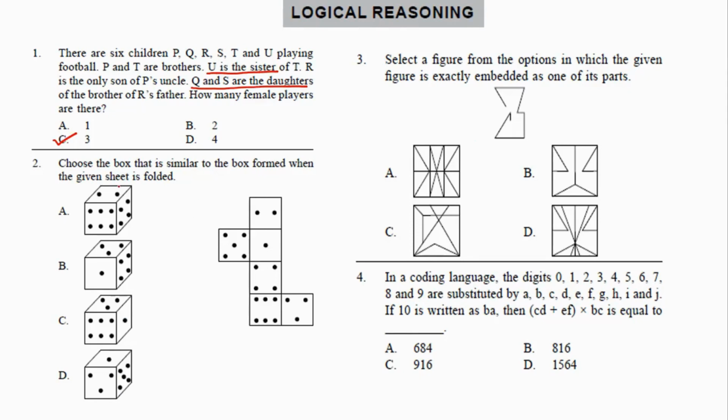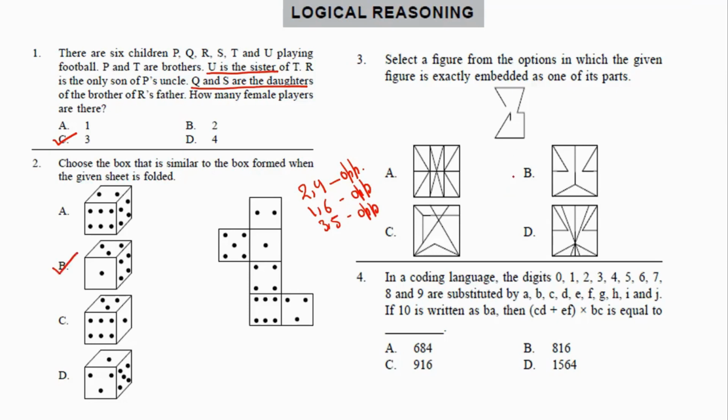Next question, choose the box that is similar to the box formed when the given sheet is folded. So here for a dice, we have all the markings here, 1, 2, 3, 4, 5, 6, 7, 5, and 6, right? If you see a dice, you will see that 2 and 4 are always the opposite side. 1 and 6 are the opposite side, and 3 and 5 are the opposite sides. So here our correct answer should be B, right?